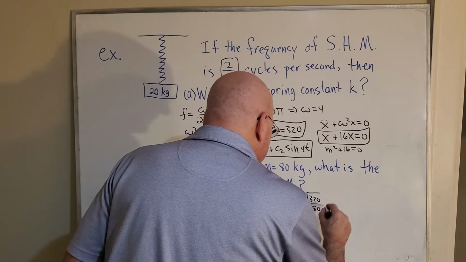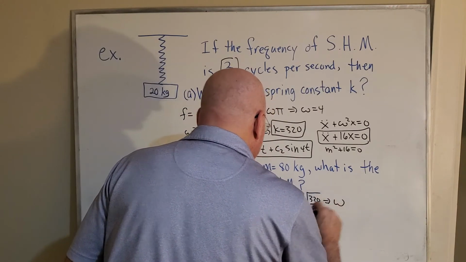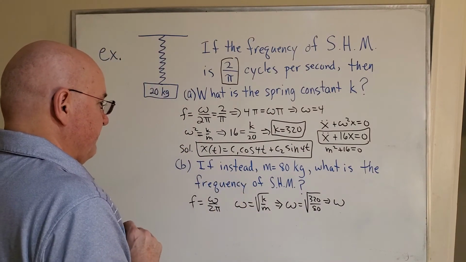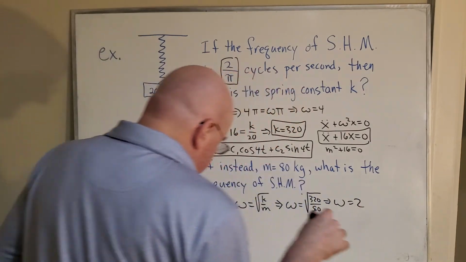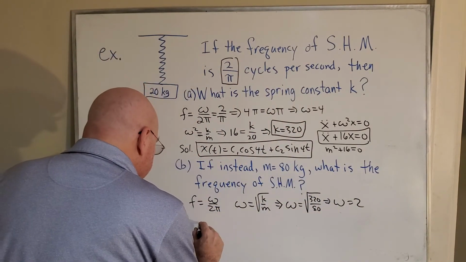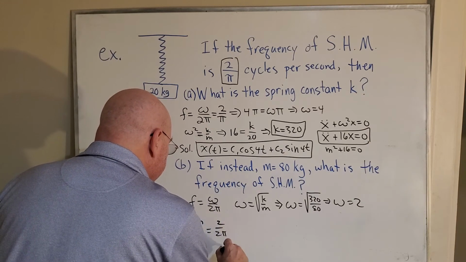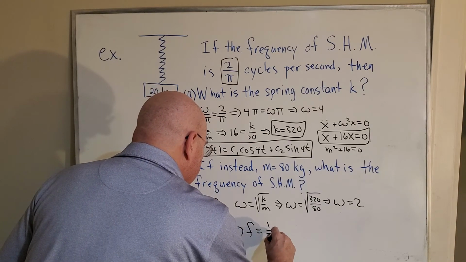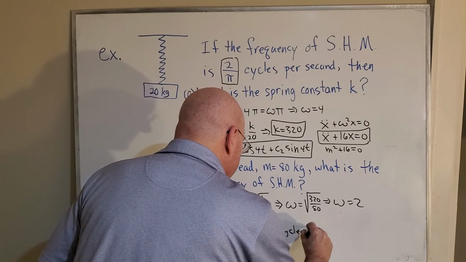So omega is, under the radical we have a 4, so it's just 2. All right, so if that's the case, then frequency equals 2 over 2 pi. So frequency equals 1 over pi cycles per second.